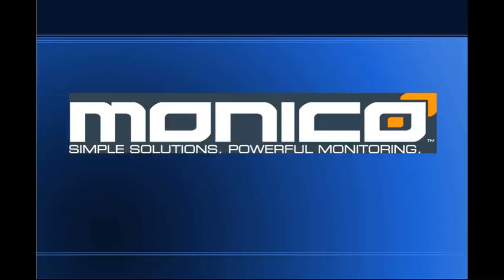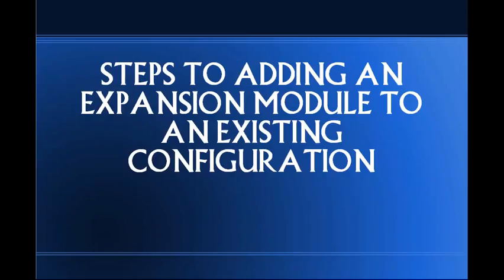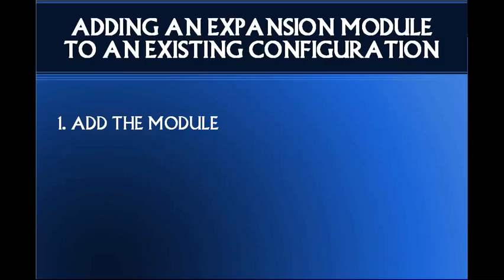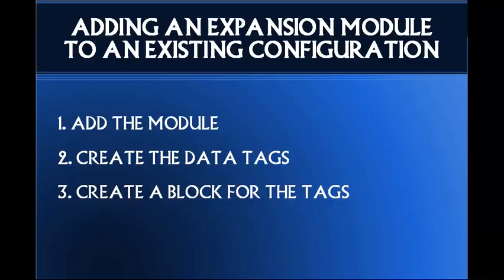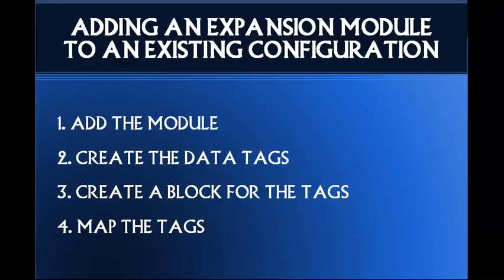In this video, we'll demonstrate how to update an existing configuration when adding an I/O module to your modular controller. The process involves 4 steps. The first step is adding a module to the configuration. Step 2 is creating the data tags. Step 3 is creating a block for our data tags. Step 4 is mapping the tags to the registers we created in Step 3.